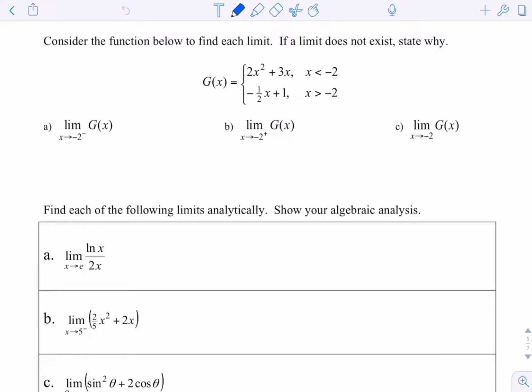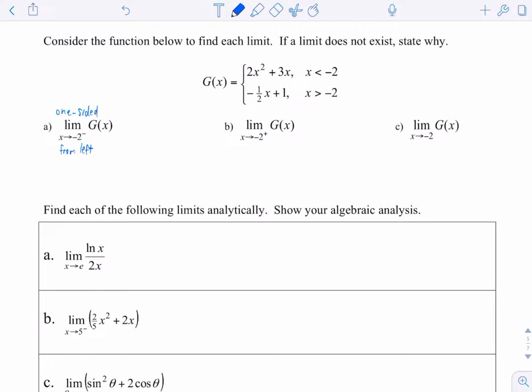So here we go. A, we were asked to find the limit of g of x as x approaches -2 from the left. So this is a one-sided limit, and this means -2 from the left. Alright, so I look at -2 in my domain, and it looks like there's two spots where -2 can be, but when we're talking about -2 minus, what we're saying is a number very close to -2, but a little bit more negative than -2.